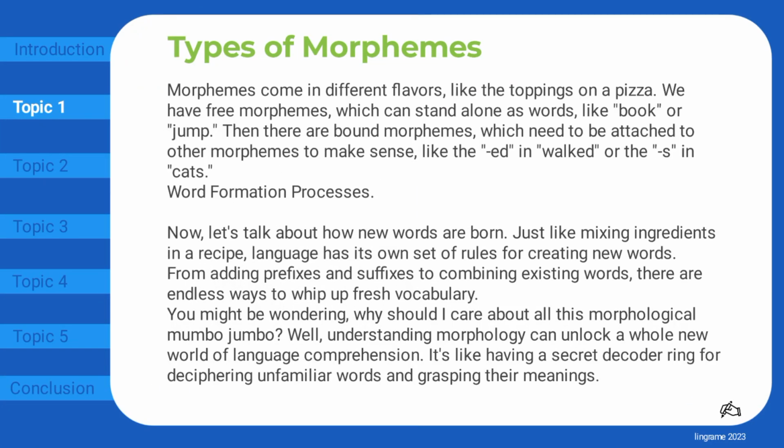Types of morphemes. Morphemes come in different flavors, like the toppings on a pizza. We have free morphemes, which can stand alone as words, like book or jump. Then there are bound morphemes, which need to be attached to other morphemes to make sense, like the ed in walked or the s in cats.